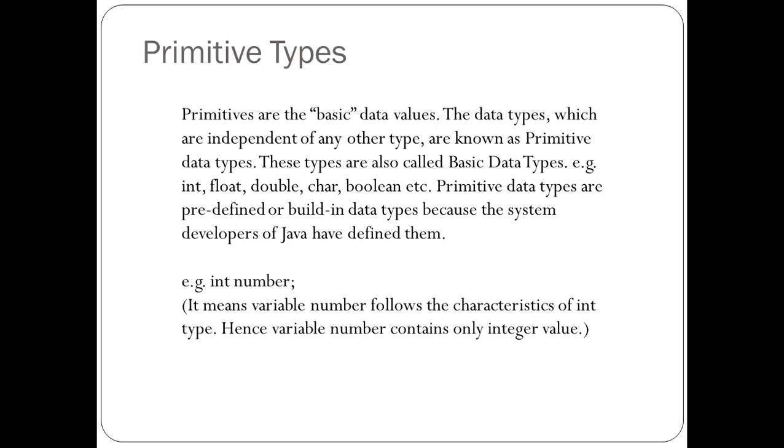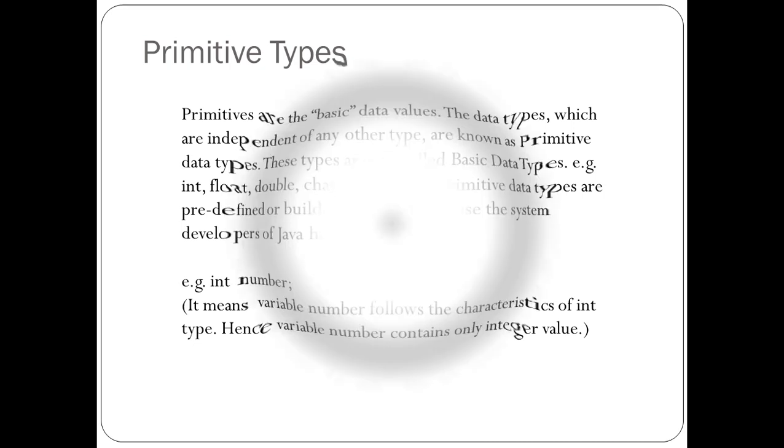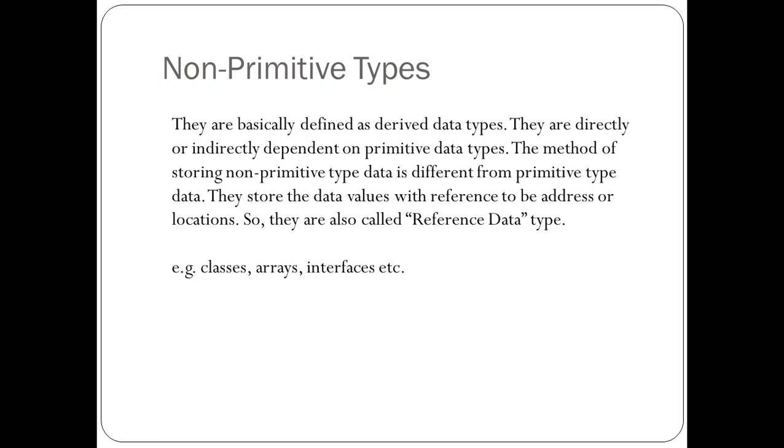Now let's move on to non-primitive types. Non-primitive type means they are not predefined data types. That means in a program, the programmer should define those types of data, like array, interface, classes. These non-primitive data types are also called reference data types.